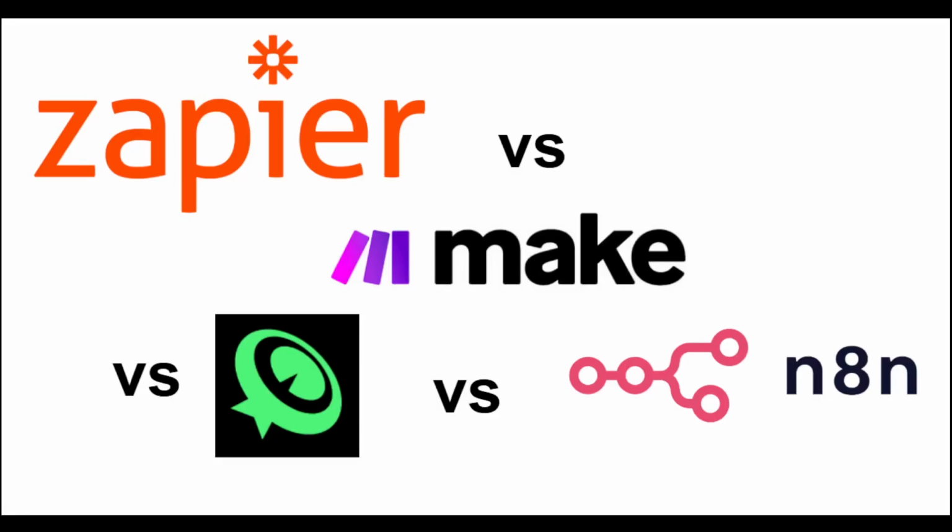In this video, I will compare Zapier versus Make versus Autosnipe and versus N8N. And I will discuss which is the best automation tool. So for that, I have in here a table for comparison.